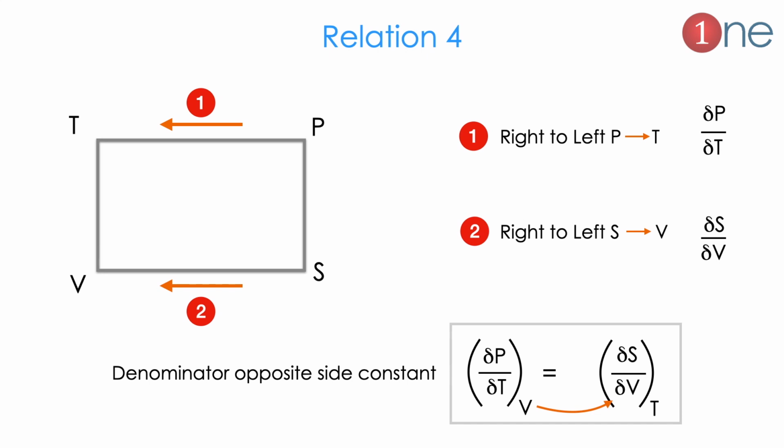So the fourth relation is here, which is right to left, where ∂P/∂T, and the second one is ∂S/∂V. So if we write this, ∂P/∂T equals ∂S/∂V, we exchange the constants to make it each other. So these are the first set of 4 equations.